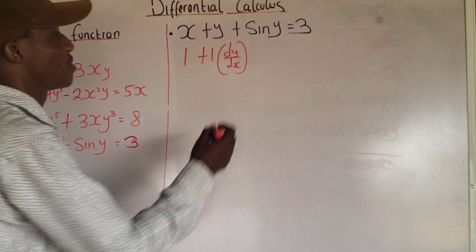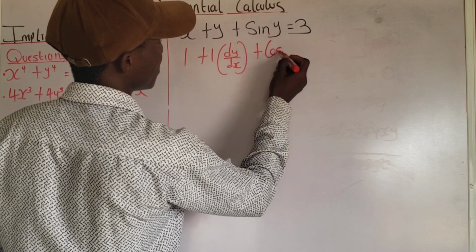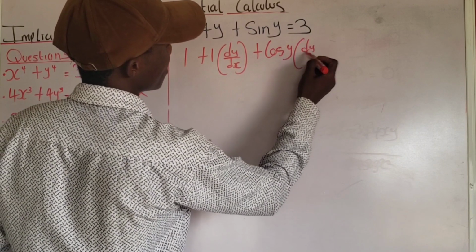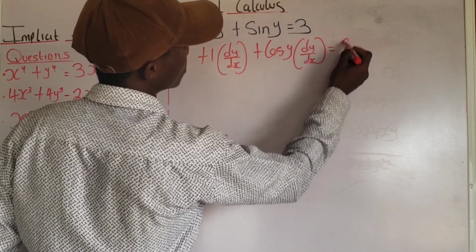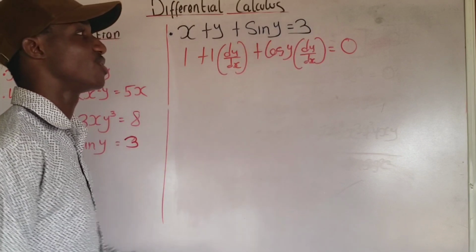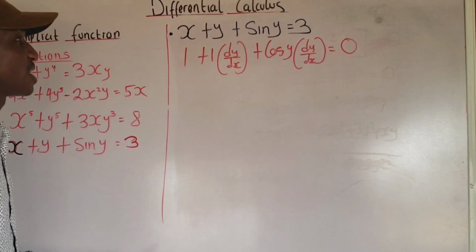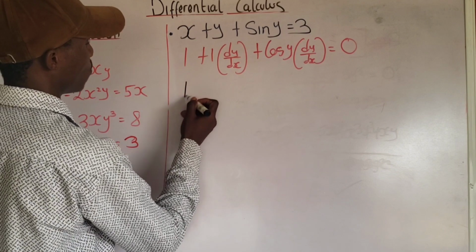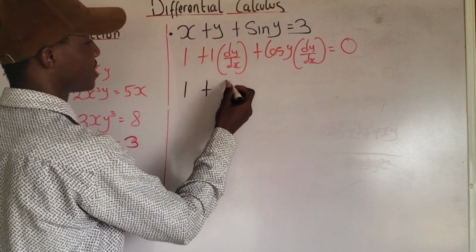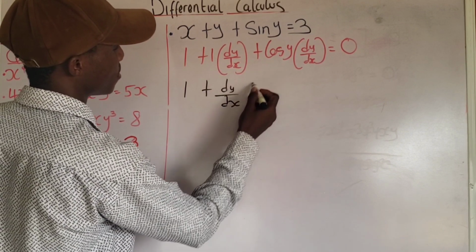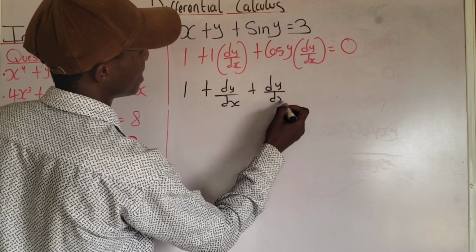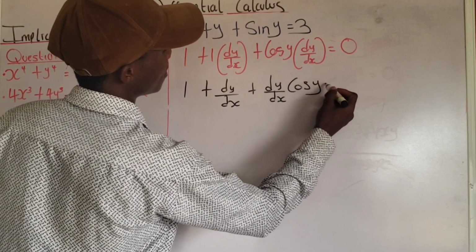So here I'm going to have plus cos y dy/dx equals 0, because if you differentiate 3, you're going to have 0. Now, the next step here is that 1 plus 1 multiplied by dy/dx, that is dy/dx, plus dy/dx cos y equals 0.